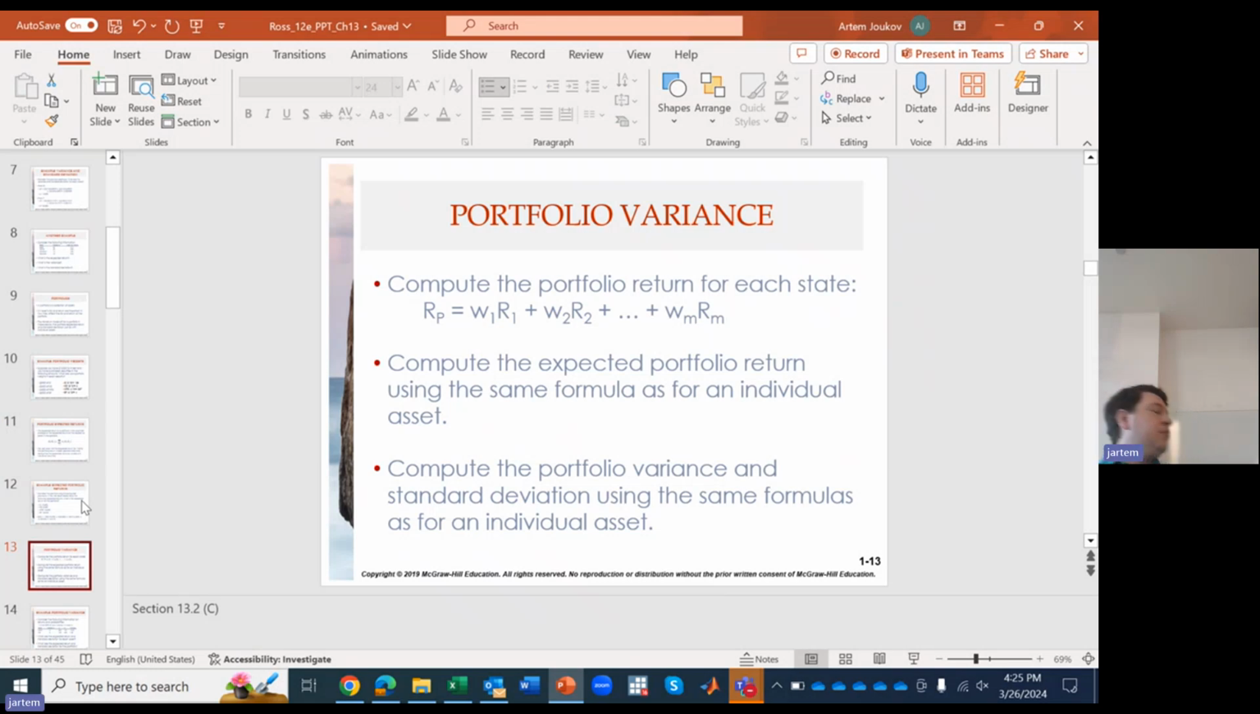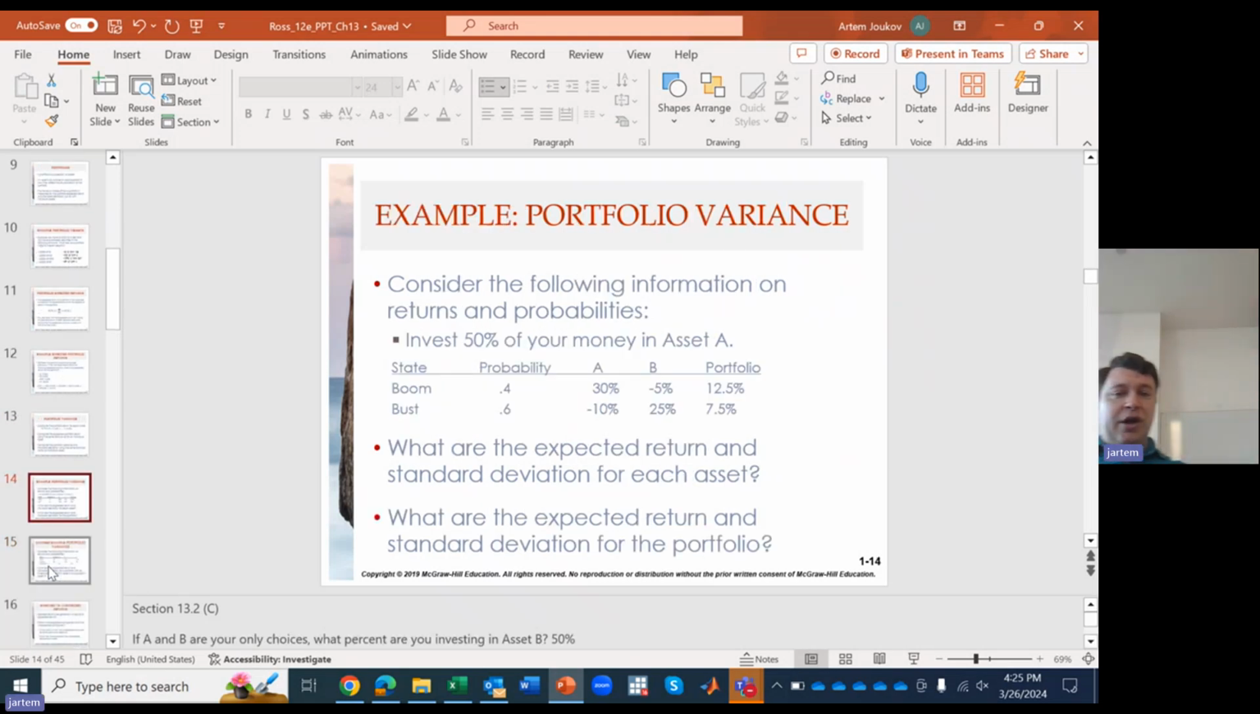Now, we also want to calculate portfolio variance and portfolio standard deviation for the same reason as before. Okay, so we compute the expected portfolio return first, using the same formula as for an individual asset, and then we compute the variance using the same formula as for an individual asset. Okay, so again, similarities between individual assets and these.